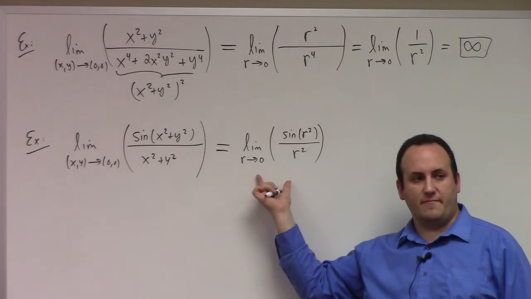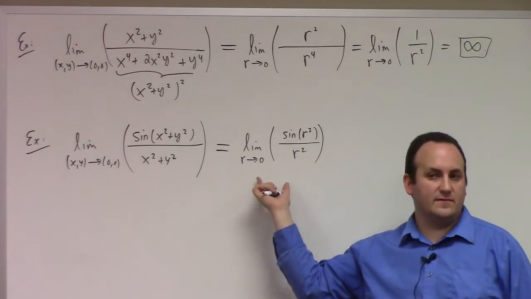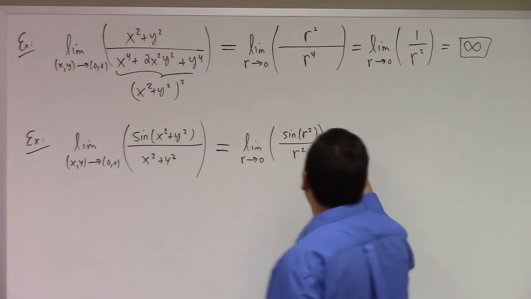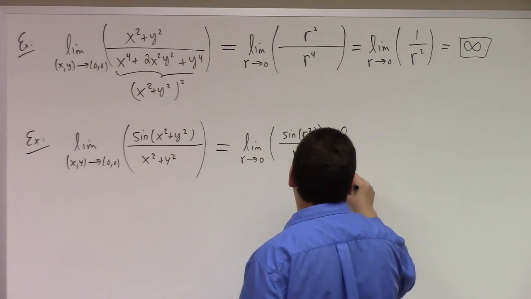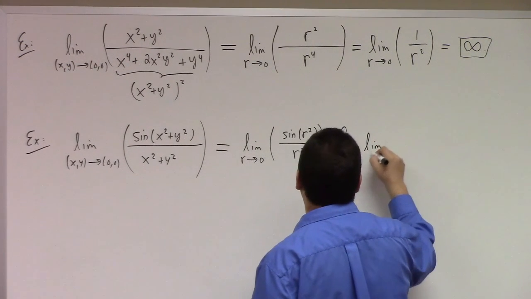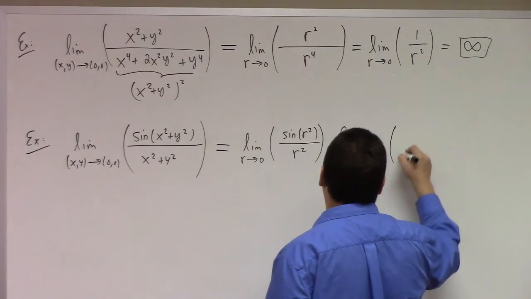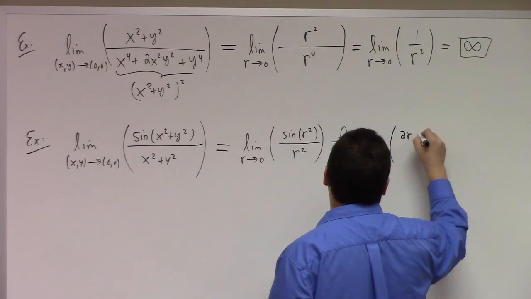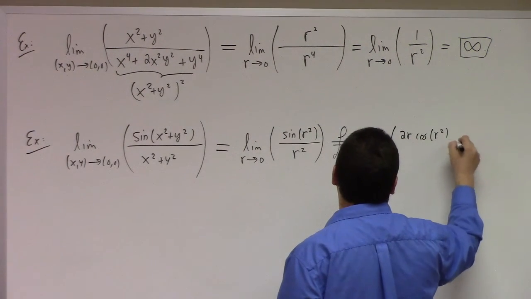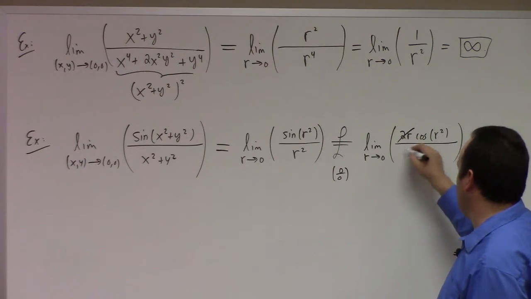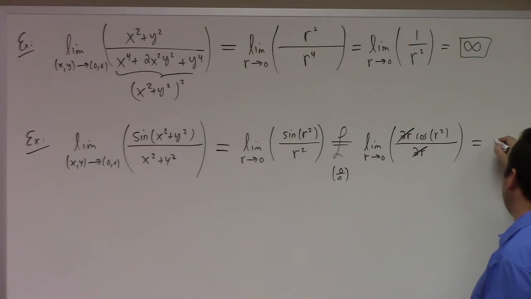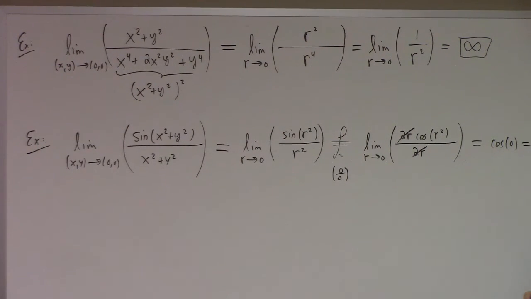Type 0 over 0, we can use L'Hopital's, yeah. So L'Hopital's rule, type 0 over 0, I differentiate the top, I differentiate the bottom. And what do I get? I get 2r cosine of r squared divided by 2r. The 2r's cancel. And I'm left with the cosine of 0, otherwise known as 1. There you go.